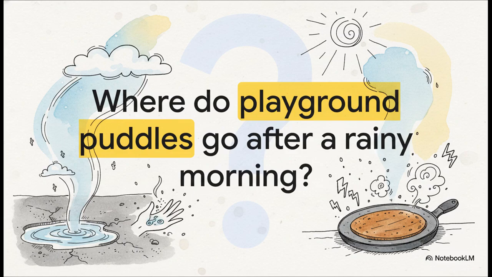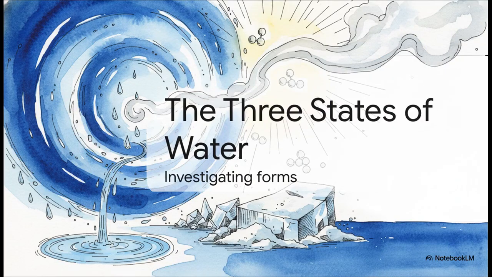To kick things off, I've got a bit of a mystery for you. You know those huge puddles on the playground after a rainy morning? Have you ever noticed how they just disappear by the afternoon? Or what about when you sprinkle water on a super hot dosa pan and it suddenly vanishes with a massive sizzle? Or think about hand sanitizer. You rub it on your palms, and literally seconds later, your hands are bone dry. That liquid didn't just cease to exist, right? It had to go somewhere. But where? Well, that brings us to Section 1, the 3 states of water.